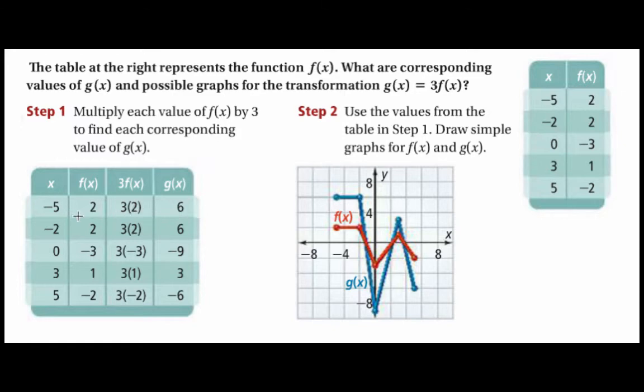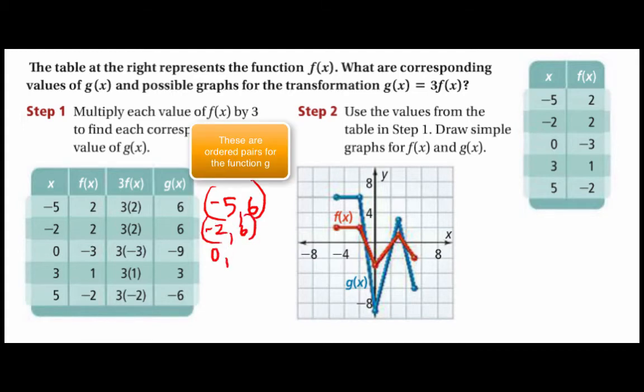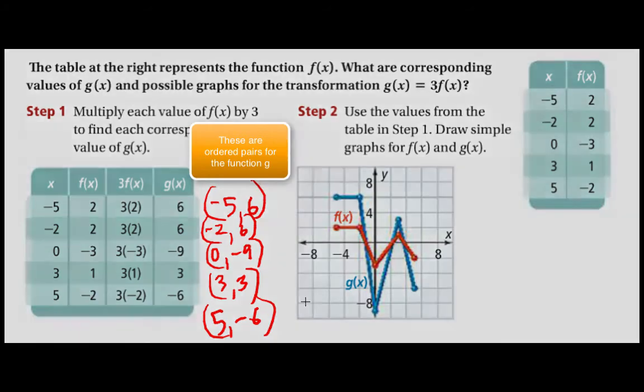So what we're going to do is we're going to take (-5, 6), (-2, 6), (0, -9), (3, 3), and (5, -6), and plot them, and we get this blue graph. Okay, so the blue graph is stretched out.